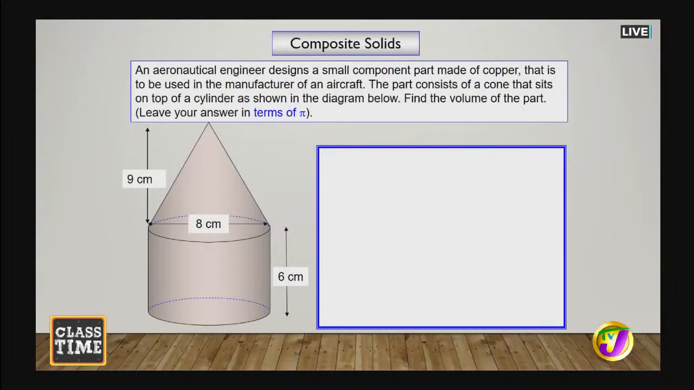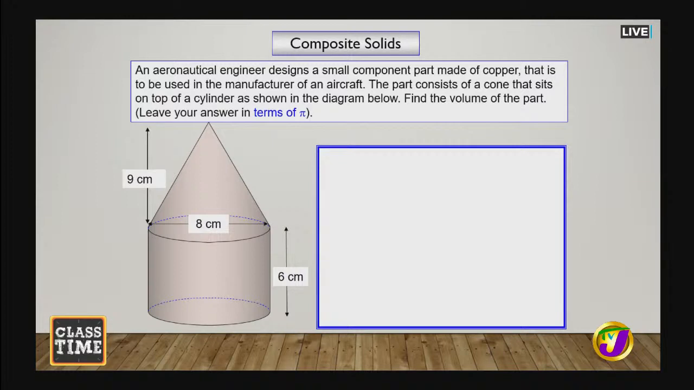So it says here, an aeronautical engineer designs a small component part made of copper that is to be used in the manufacture of an aircraft. The part consists of a cone, as we can see at the top, and a cylinder, as shown in the diagram below, and we're to find the volume of the part. And we're also to leave our answer in terms of pi.